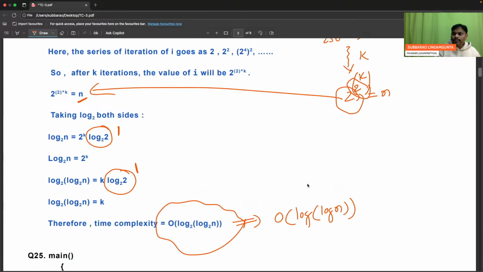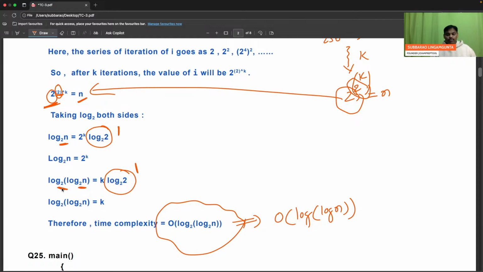Why are you applying log base 2 the first time to eliminate this 2? Why are you applying log a second time also to eliminate this 2? To eliminate the base, I am applying the first base as 2. To eliminate one more time this 2, I applied a second time also 2. The inner one is the first one, and the outer one is the last one.